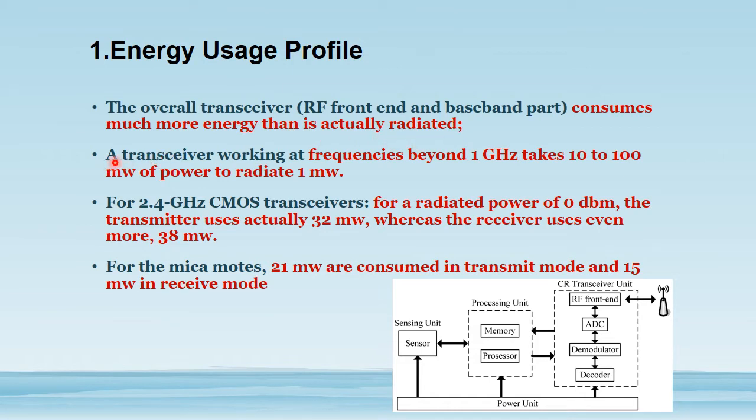For example, a transceiver working at a frequency beyond 1 gigahertz takes 10 to 100 milliwatt of power to radiate just 1 milliwatt. Another example is a 2.5 gigahertz CMOS transceiver for a radiated power of 0 dBm. The transmitter actually uses 32 milliwatt, whereas the receiver uses even more, 38 milliwatt. So the actually radiated power is very low, but the consumed power is very high as per the energy profile.